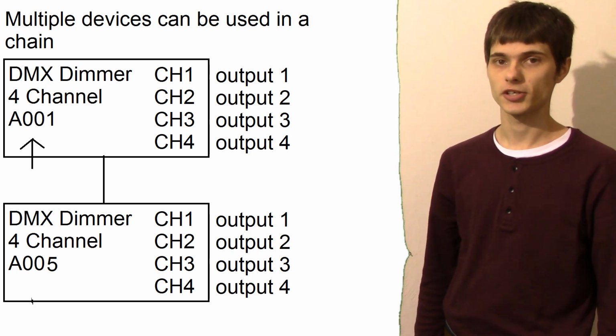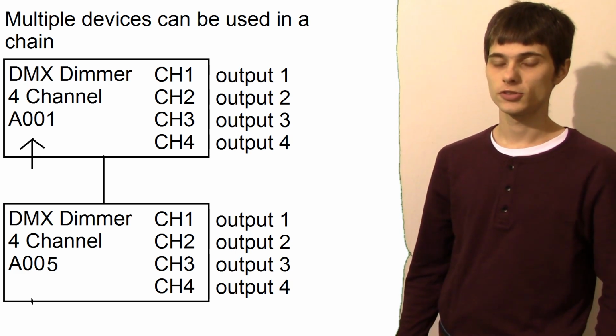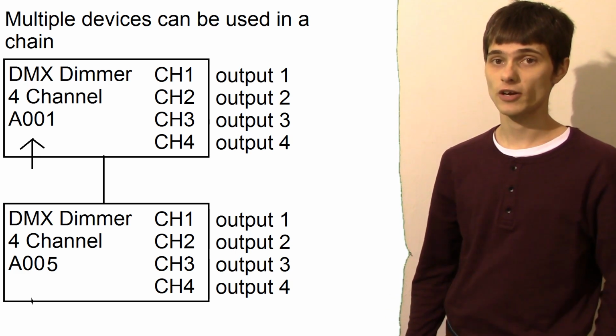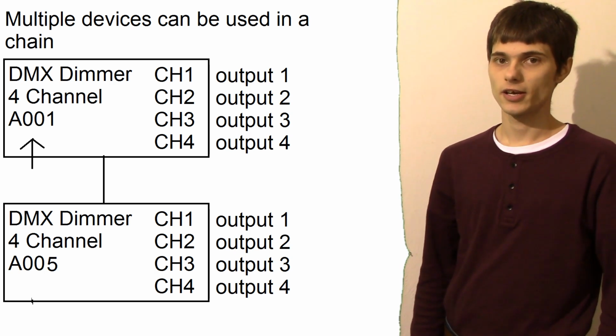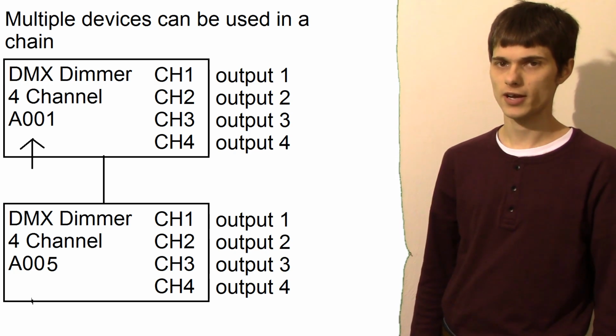Now it's not necessary to use this many. You can make a DMX system with only 2 channels, 1 channel, 10 channels, whatever you want. But regardless, the host controller actually has to send out all 512 channels for it to work correctly.